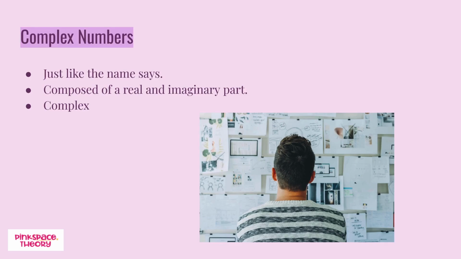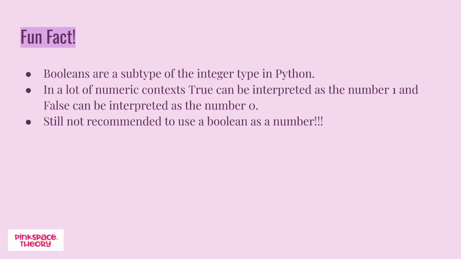And finally, I wanted to end with a fun fact. We talked about Boolean data types, but Booleans are actually a subtype of the integer type in Python. So in a lot of numeric contexts, True can be interpreted as the number 1 and False can be interpreted as the number 0. It's still not recommended to use them as numbers. It's better to leave them for their own thing, and if you want to use the number 1 or 0, you use an integer. Thank you.